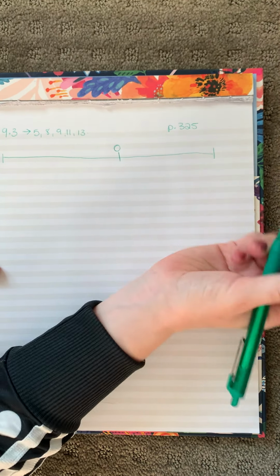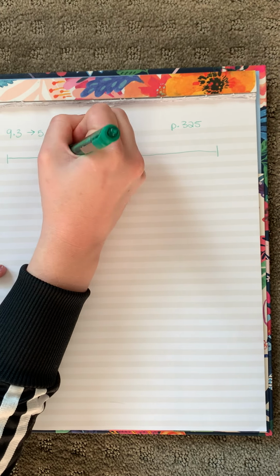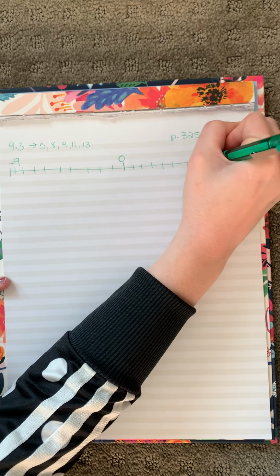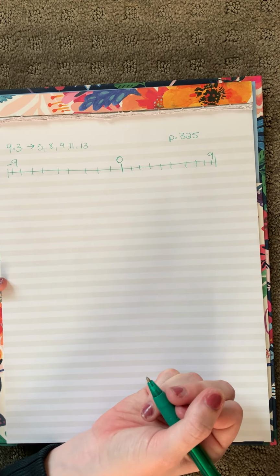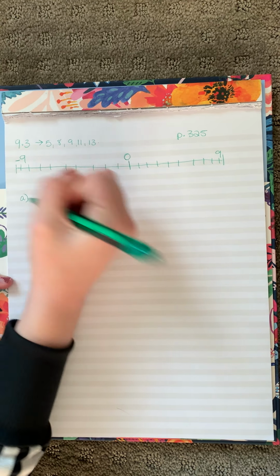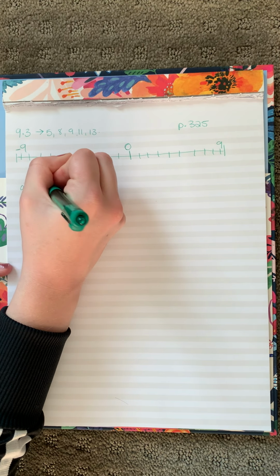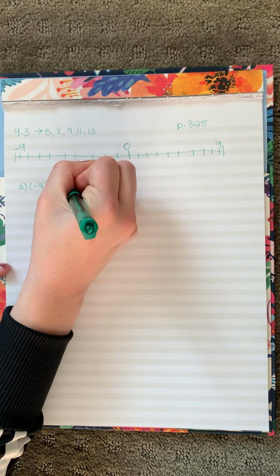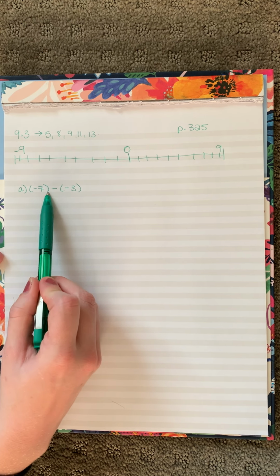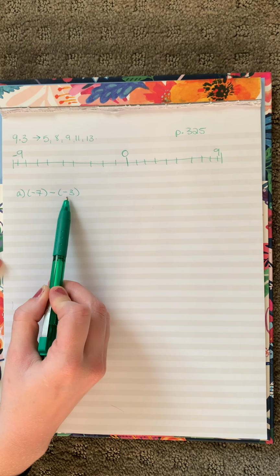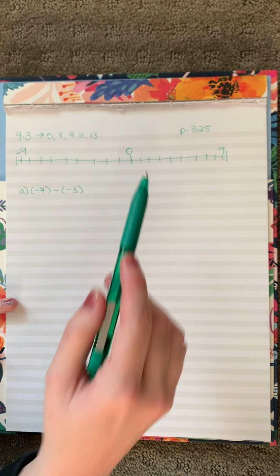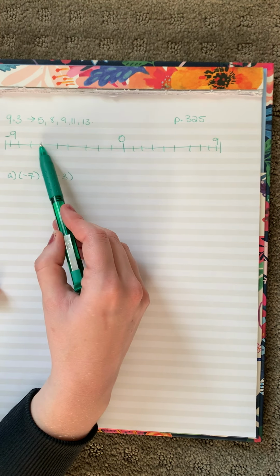So here's my number line. I'm going to go to 0, 2, 3, 4, 5, 6, 7, 8, 9. This is negative 9. 1, 2, 3, 4, 5, 6, 7, 8, 9. This is positive 9. And I'm going to do example 1 on page 325. So it starts with A, and it says negative 7 subtract negative 3. So you can see that they're probably going to start to put even more brackets around your numbers, just so that we don't get confused between whether it's a subtraction symbol or a negative symbol. So we're starting at negative 7.